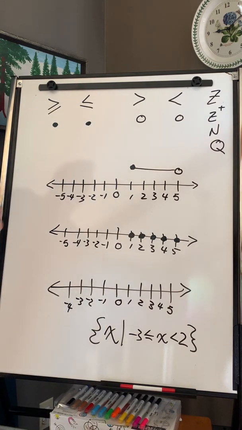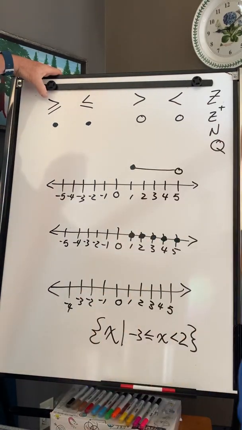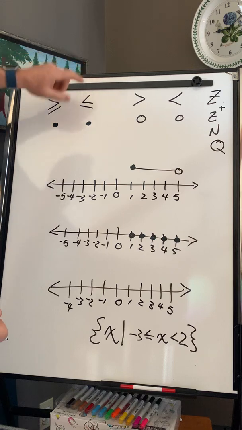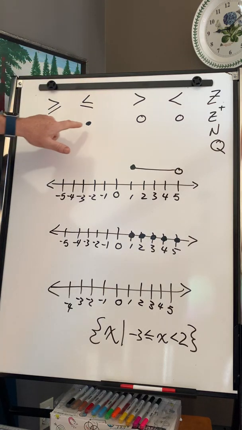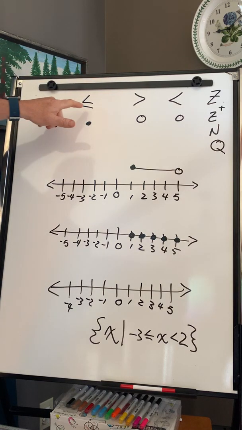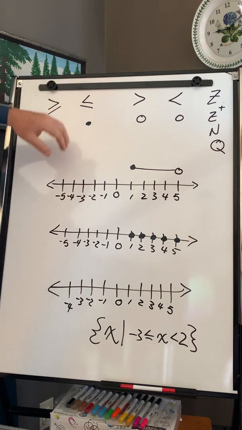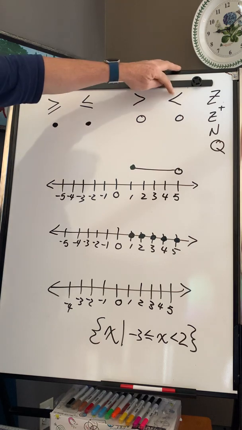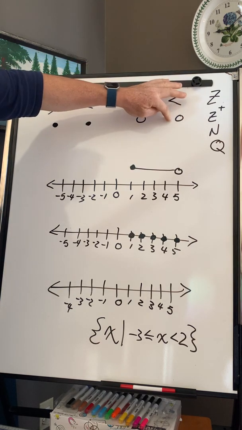So, what we're going to do with interval notation, we've pretty much covered a lot of it, but I'm going to do a quick review. As you guys all know these symbols, we have greater than or equal to, less than or equal to. On a number line, you get a solid dot when it's the greater than or less than or equal to. If it's greater than, I have a hollow dot. If it's less than, I have a hollow dot.